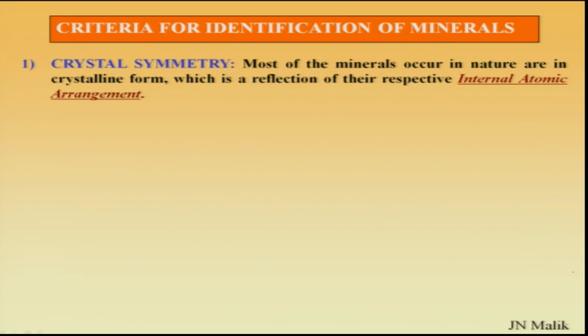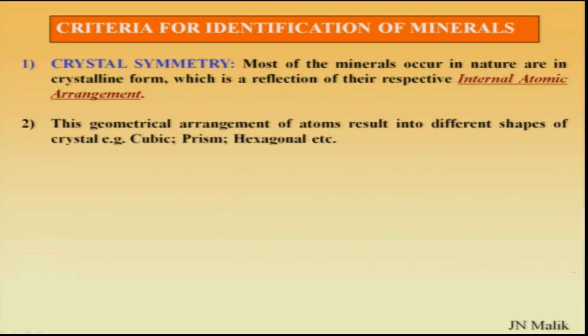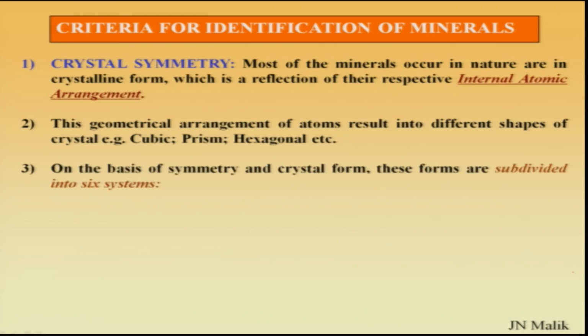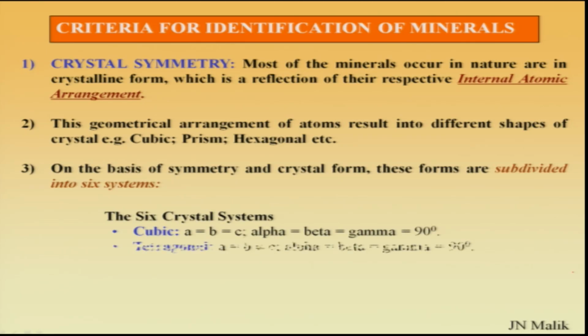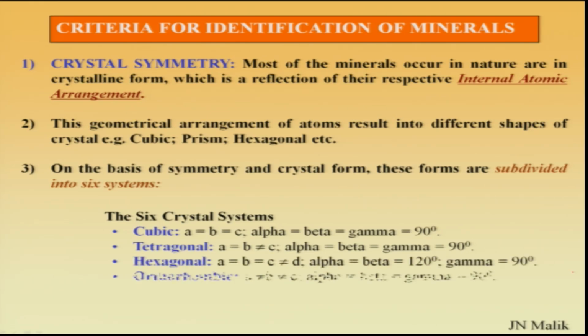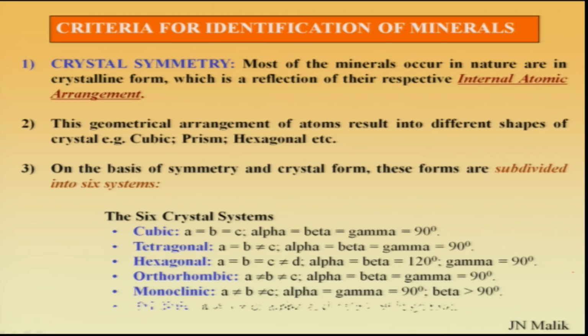Most of the minerals occurring in nature have crystalline forms, which is a reflection of the internal atomic arrangement that we were talking about. This geometric arrangement of atoms results in different shapes of crystals, for example cubic, prism, hexagonal or tetragonal. On the basis of the symmetry of the crystal forms, these are subdivided into 6 different systems: cubic, tetragonal, hexagonal, orthorhombic, monoclinic, and triclinic.